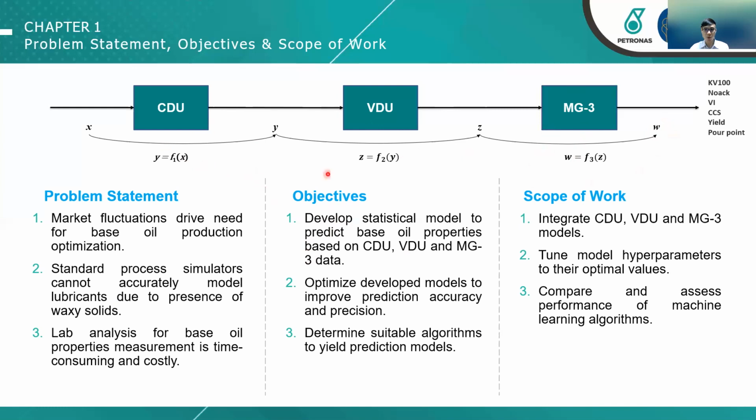Secondly, the aim is to optimize the developed models to improve the prediction accuracy and precision. Thirdly, it is to determine suitable algorithms to develop the prediction models. Thus, the scope of this work is to integrate the individual models of CDU, VDU, and MG3 into a single model, thus being able to predict W from X. Subsequently, tune the model hyperparameters to their optimal values, and following that, the prediction performance of various algorithms will be compared and assessed. Hence, by developing, optimizing, and selecting an appropriate model, the problem statements can be solved.